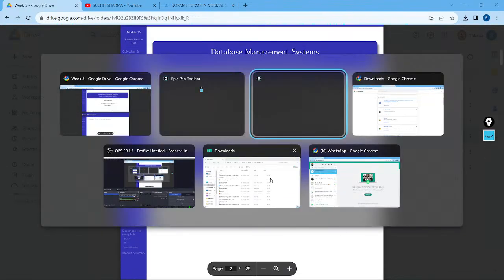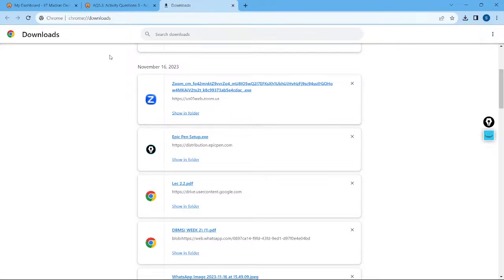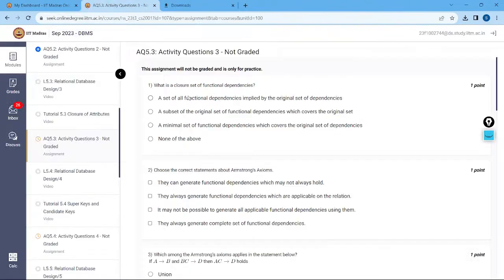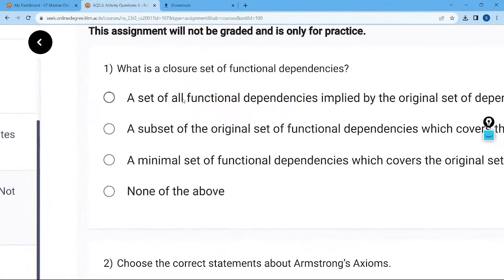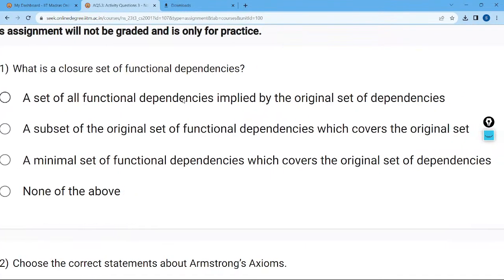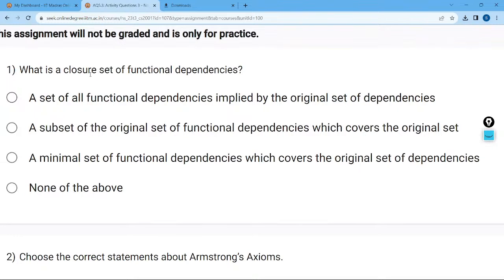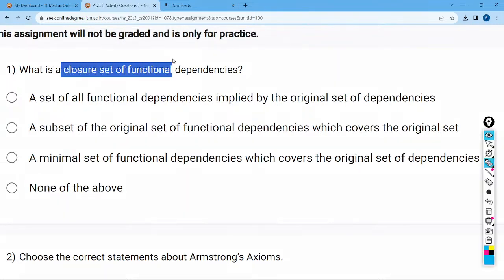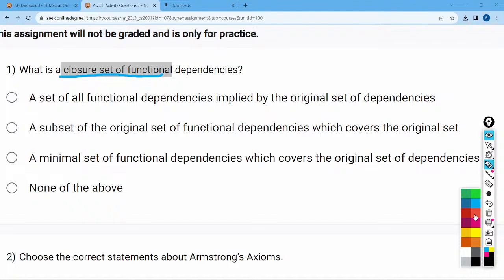Okay, let's solve the problems. What is a set of functional dependencies? What is the closure set of a functional dependency? Black one, right? Is there some other color? Yes, the black one is good. Black one is enough.